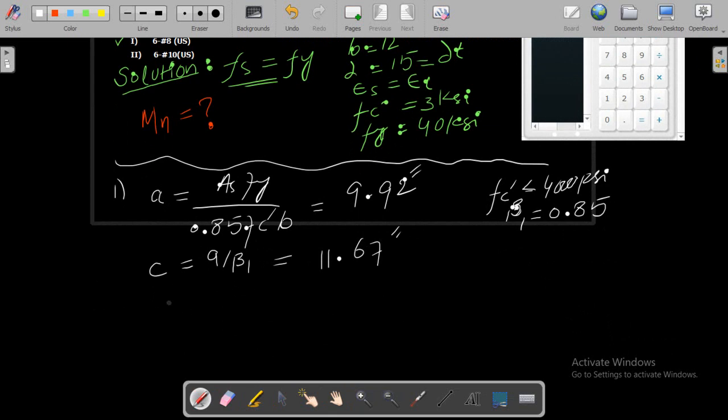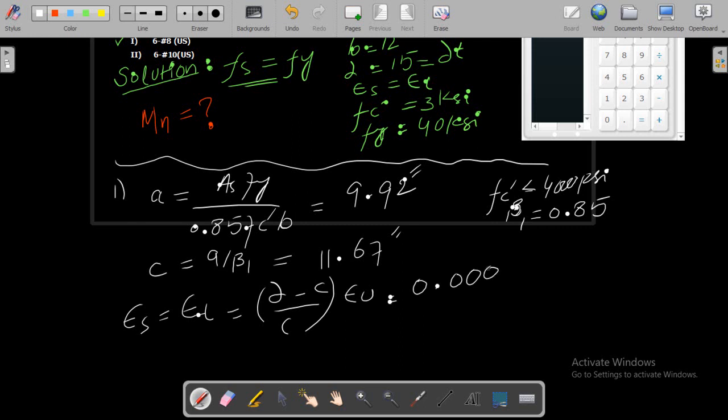So I need to calculate epsilon s, and epsilon s will equal epsilon t. From proportionality we can write d minus c divided by c, times epsilon u. If you use this relationship and plug all the values into the calculator, you will find the result 0.000856. This is interesting, 856.